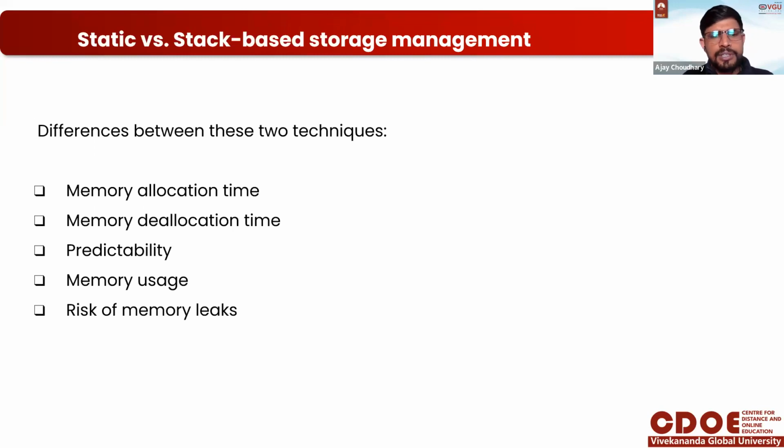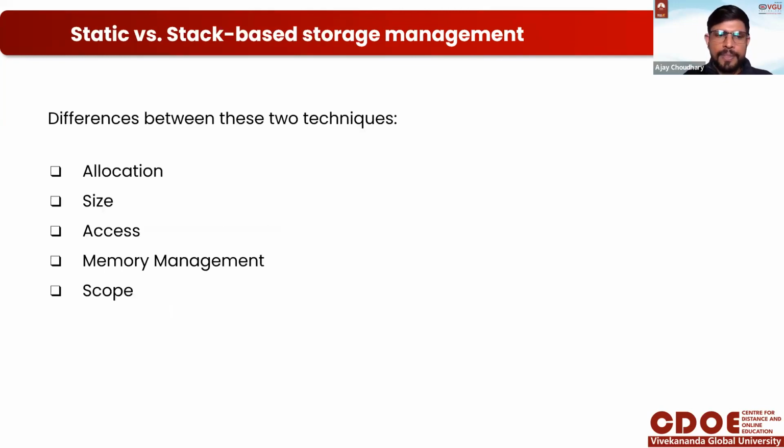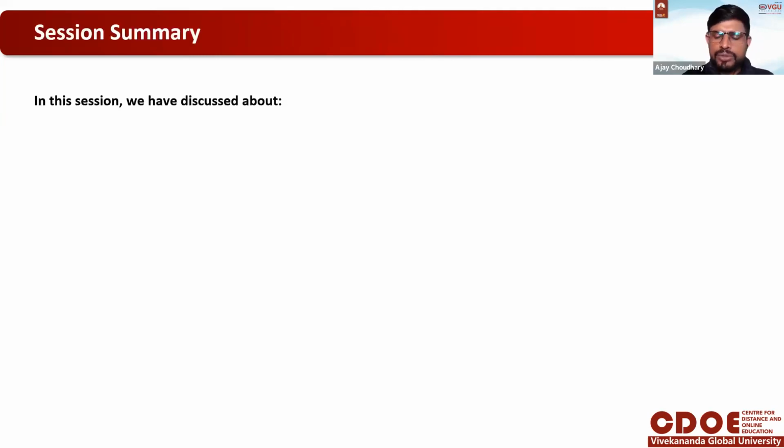What is the difference between these two techniques, the first one static and the second one stack? We can compare them by memory allocation time, memory deallocation time, predictability, memory usage, and risk of memory leaks. The differences between these two techniques are: first allocation, second size, third access, fourth memory management, and fifth scope. So we learned these points.